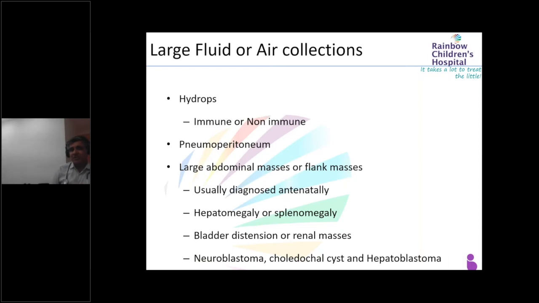We should always look for abdominal masses whenever we're looking at the baby's abdomen. The renal masses are most common because of the presence of large kidneys due to either vesicoureteric reflux or hydroureteronephrosis or multicystic kidneys, which can present as abdominal distension. Then rare causes like neuroblastoma, hepatoblastoma, and choledochal cyst should also be kept in mind.